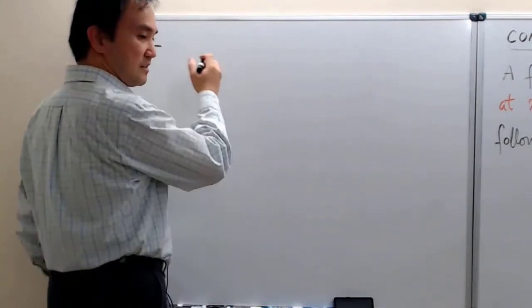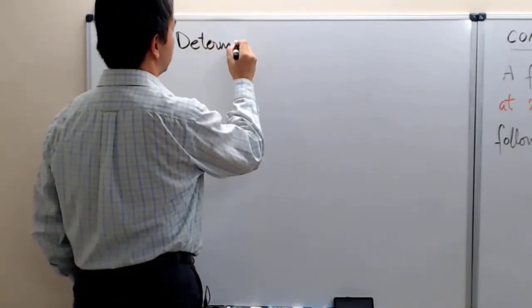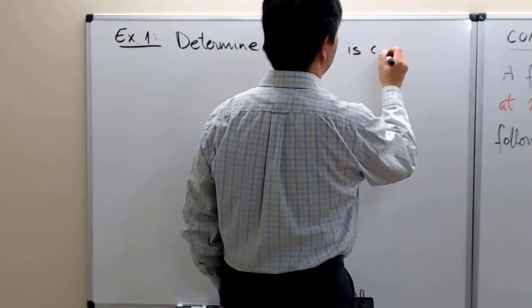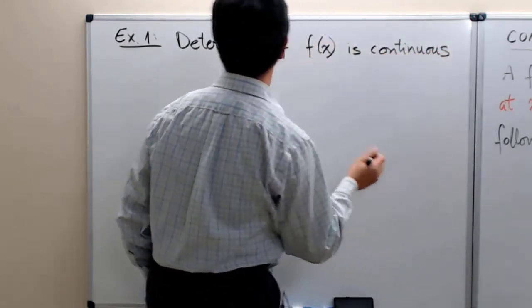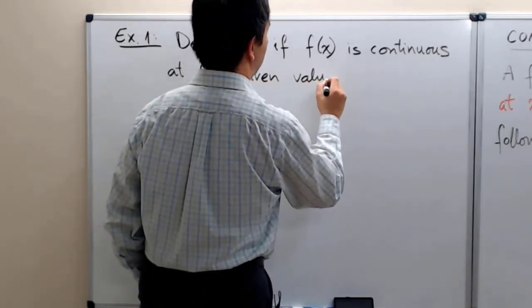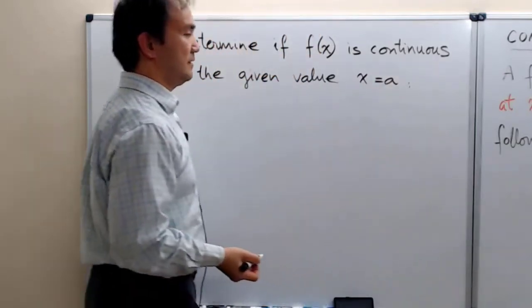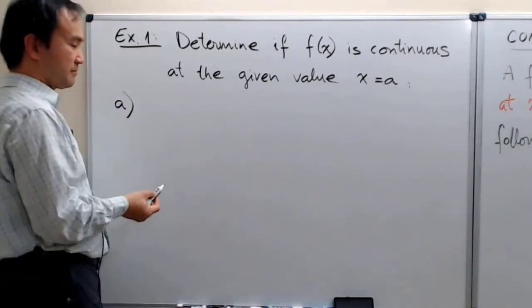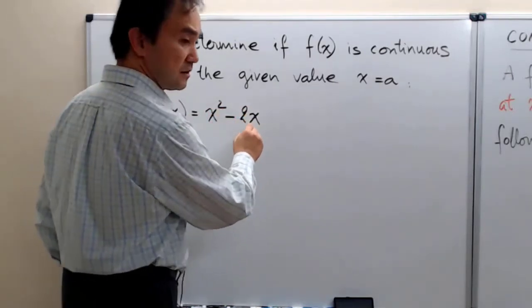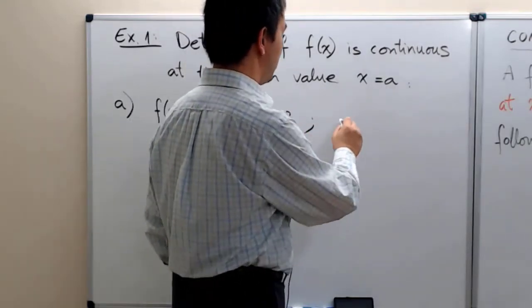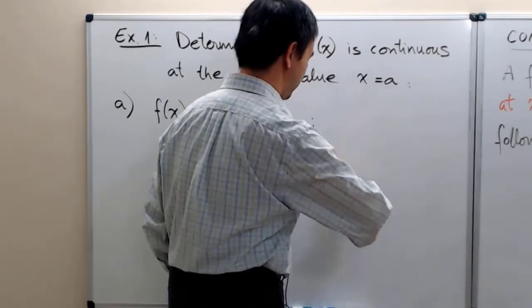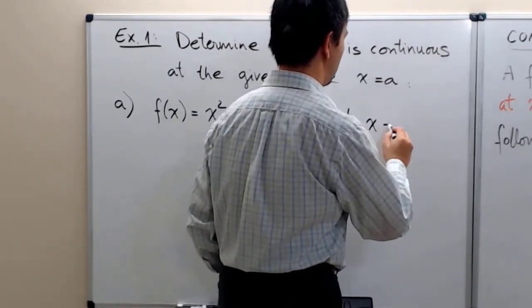And the instruction of this example says, let's determine if f of x is continuous at the given value x equals a. Okay, and so I'm starting out with our first problem. How about let f of x be the function x squared minus 2x plus 3. And the given value here, we want to determine whether the function is continuous at this point, x equals 1.